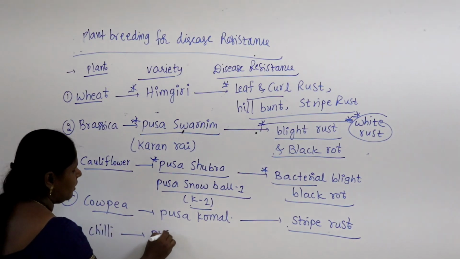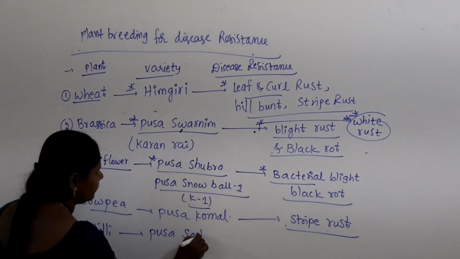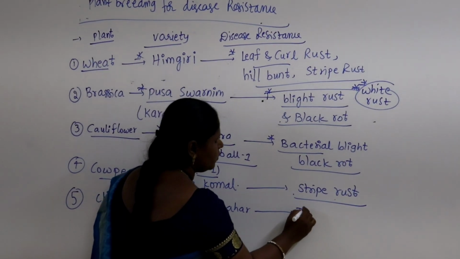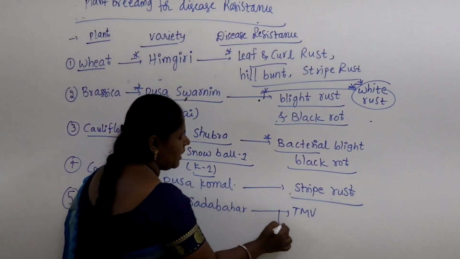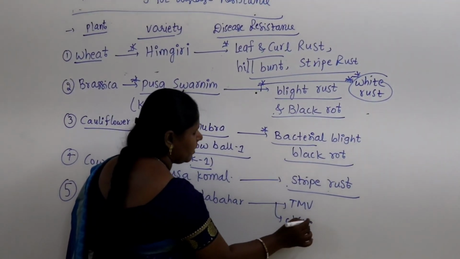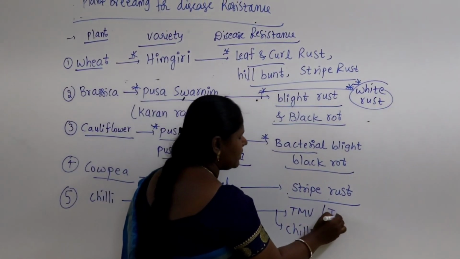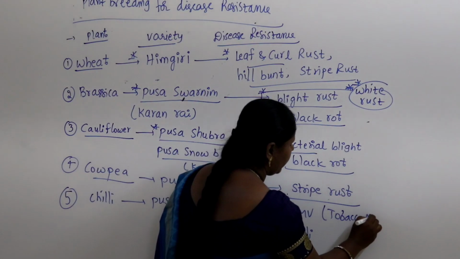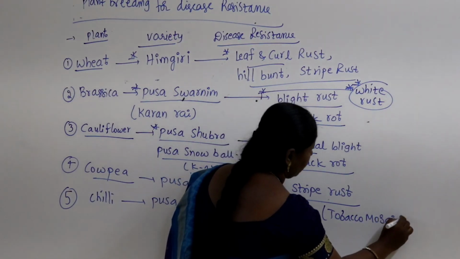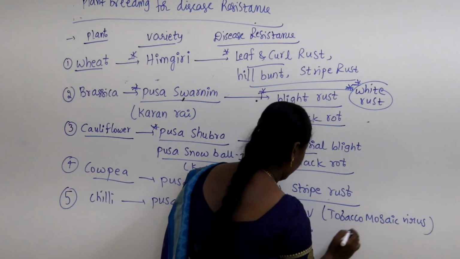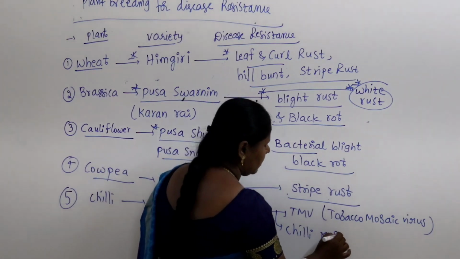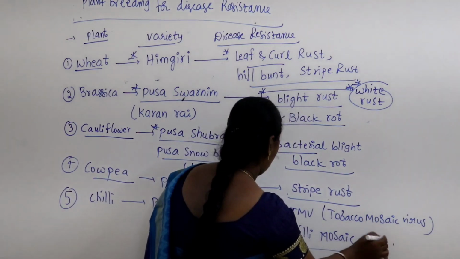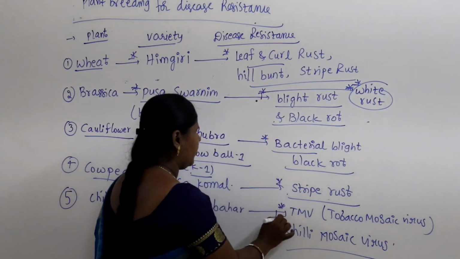Chili, the variety created is called Pusa Sadabahar, and it shows resistance to TMV as well as chili mosaic virus. But I'll write the complete thing. What is TMV? All of you know it, right? Tobacco mosaic virus, and the other one is chili mosaic virus. Okay, so all this you have to remember.